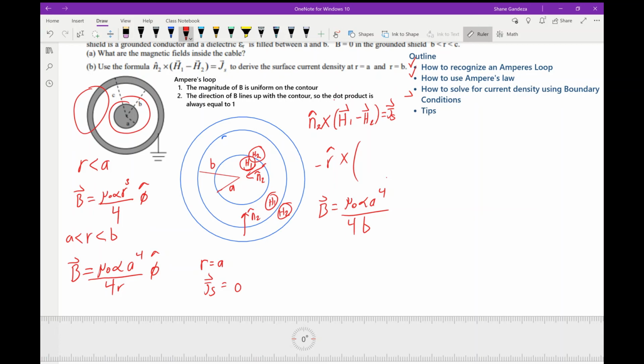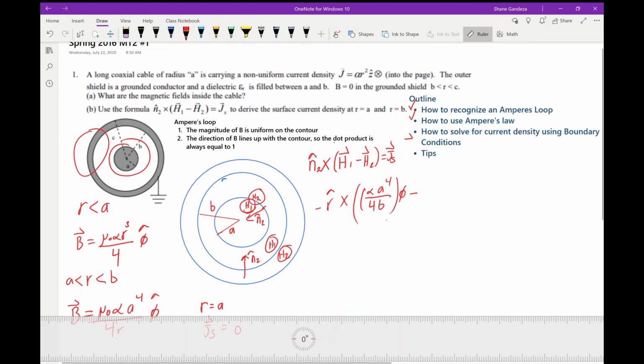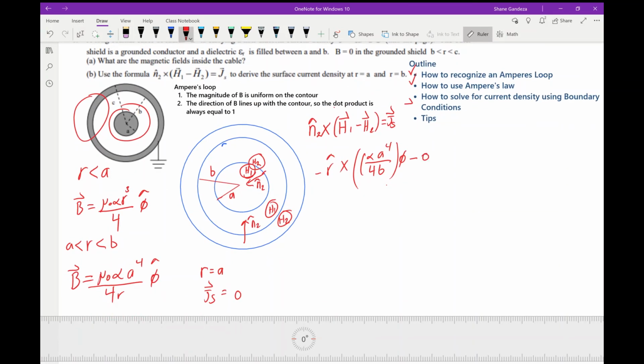And if I divide by the free space permeability, I'll have the H field divided by 4B, and that's going to be H1, right? So with that being said, I'll write that into our formula. So we have H1 already, alpha A to the fourth divided by 4B, in the radial direction, minus, and what's the H field on this side? Well, we already know that the magnetic field in H2 is equal to 0 because it's a grounded shield. So the H field is also going to be 0. And that's going to be equal to the current density.